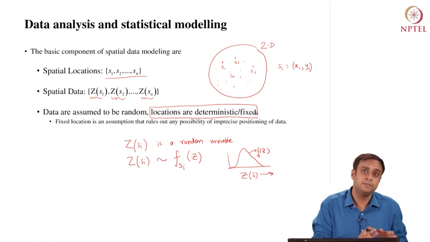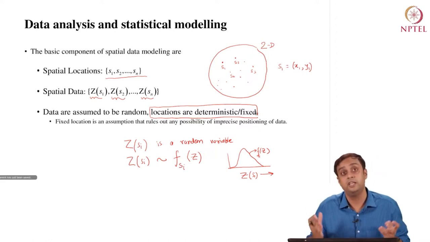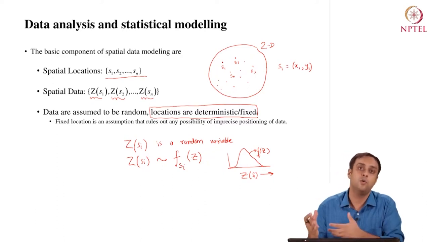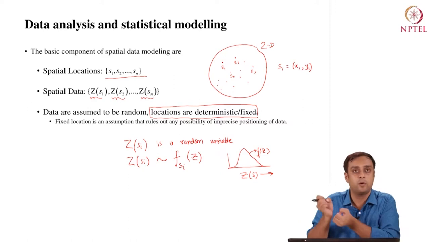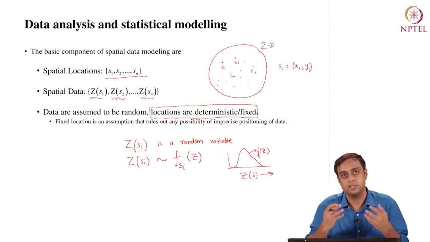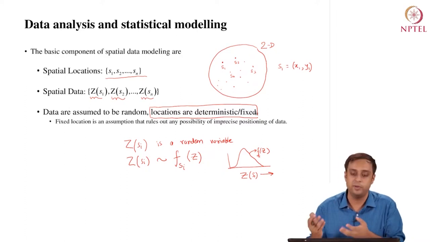This is an assumption. You can have uncertainty in the positioning of data as well, but that we deem out of scope for this particular course, right? So we'll take locations as fixed, and we will take data, that is the observations, the realizations at each location, to be random variables.